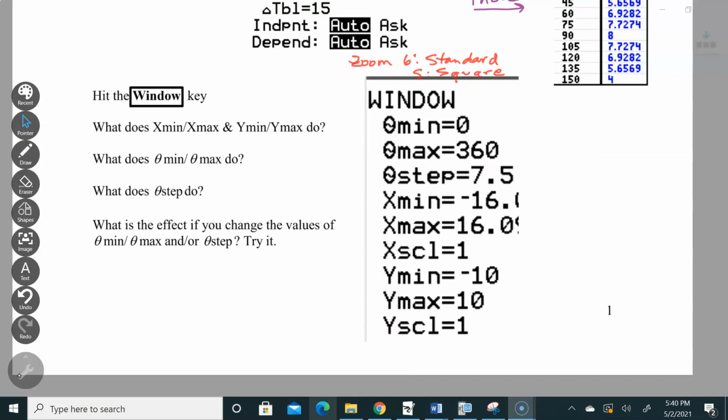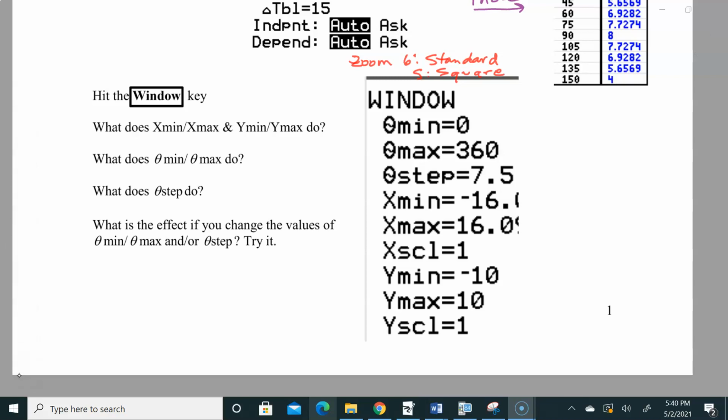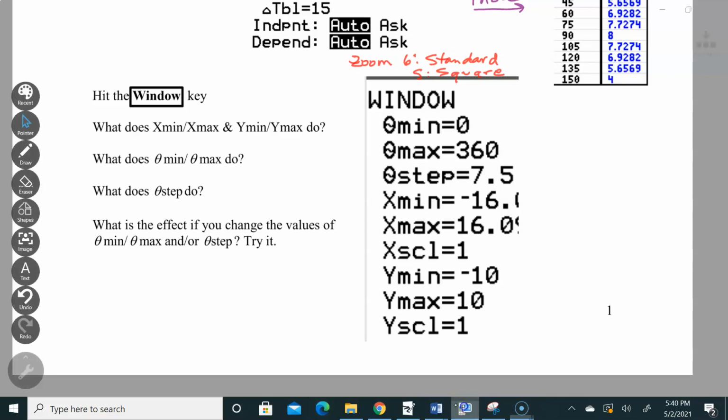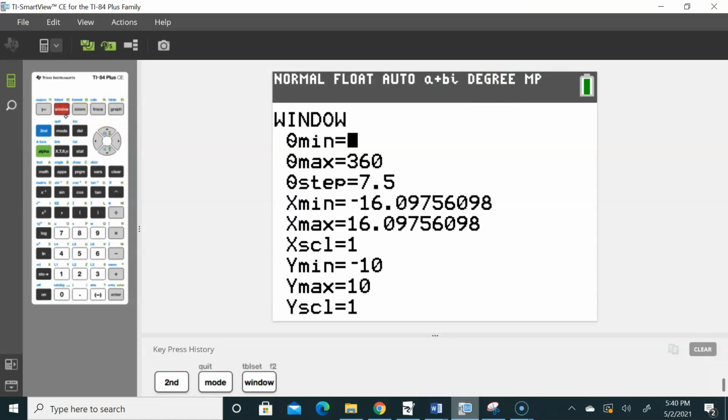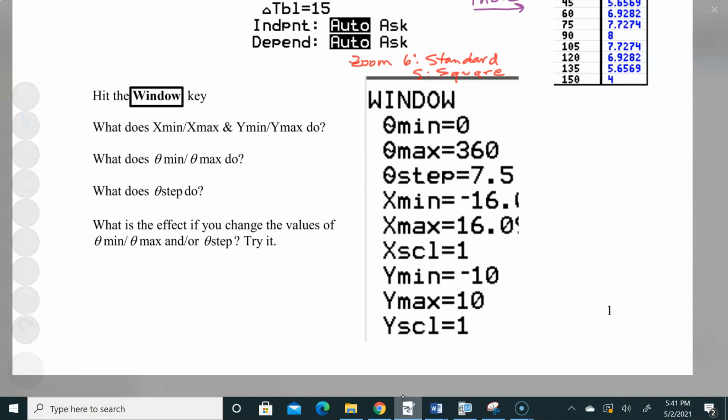So now we're going to hit the window key, because when we hit that zoom 6 standard, it set up the window for us automatically, and then we hit that zoom 5 square, which actually modified that window a little bit more. So I'll show you on the calculator that when we hit zoom 5 and zoom 6 and zoom 5, we got this window, and all these things mean something. Some of them you might be used to, but some of them are new, especially the first three. Those first three are new.